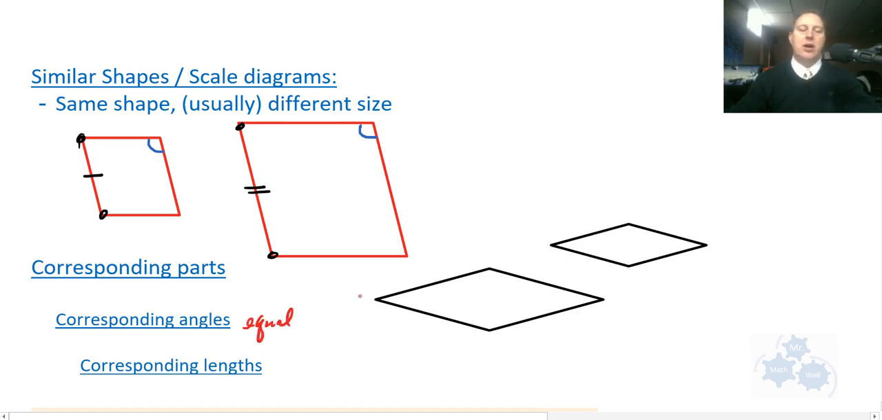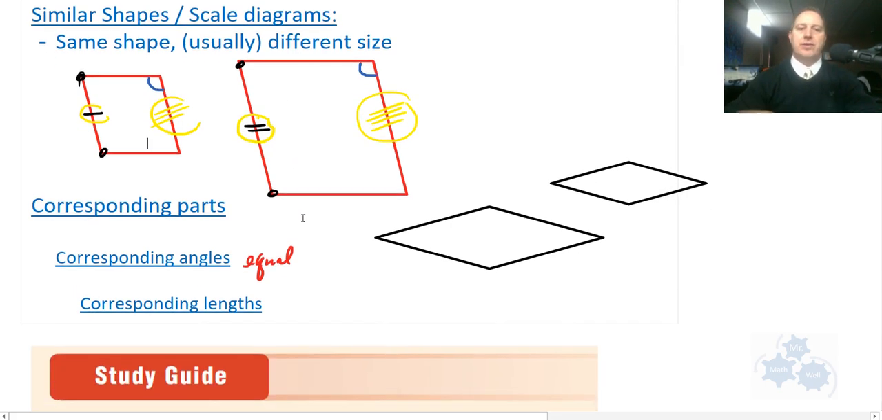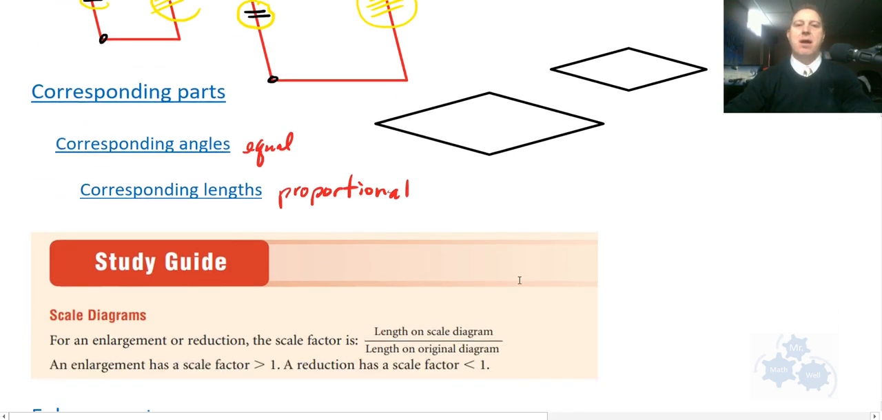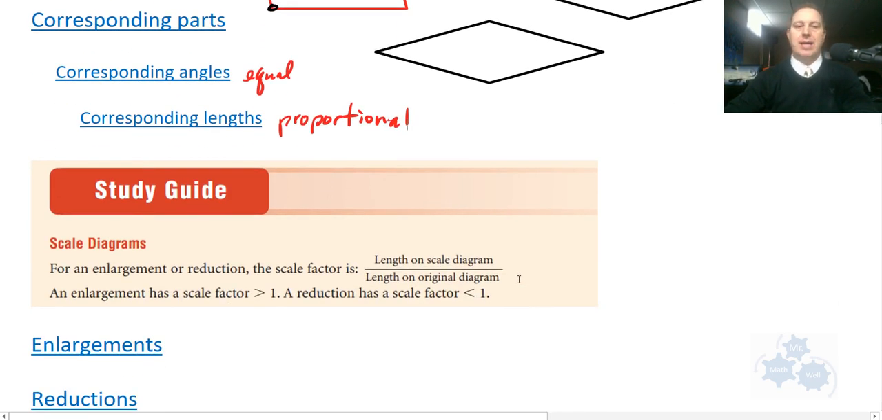And corresponding lengths are proportional. So I'm going to talk about that now. Let's say these are corresponding parts. And notice that however much larger this side is than this one, it's the same proportion, or what we call the scale factor. So I'm going to just jot this down. Corresponding lengths are proportional. So there is a certain proportion that every corresponding part should be the exact same amount bigger or smaller, as a multiplier.